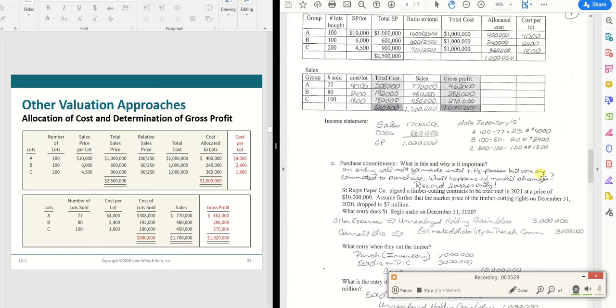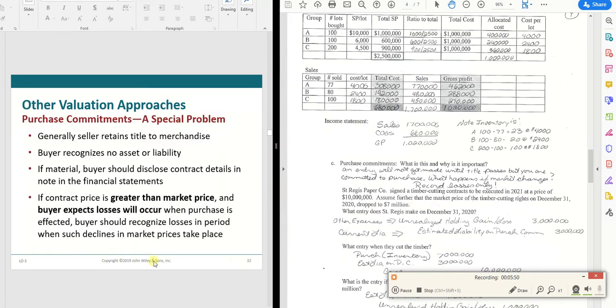But what do I do with that commitment? So what is it? I've committed to purchase. So what happens when the market changes? Here's a very important part. I only record losses. Okay, so we'll go through one. They signed a timber cutting contract to be executed in 2021 at a price of $10 million.